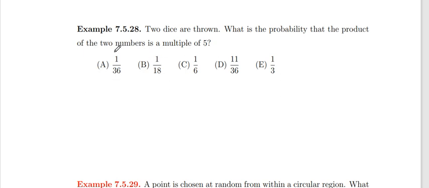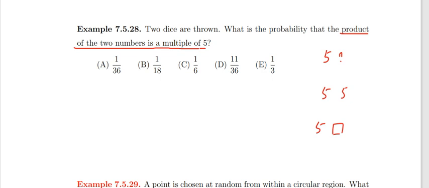This problem is easier. What is the probability that the product of the two numbers is a multiple of 5? So the product is a multiple of 5. So it should at least have a 5, right? Either 5 or 2 times 5, or 5 times others. Or we just say simply, we at least have a 5. This one we don't care.